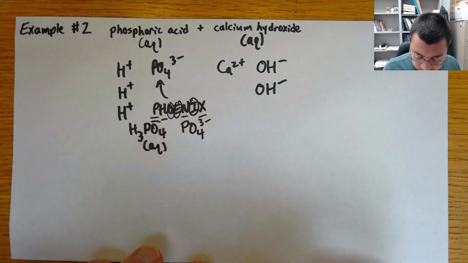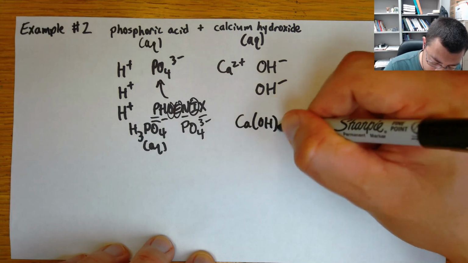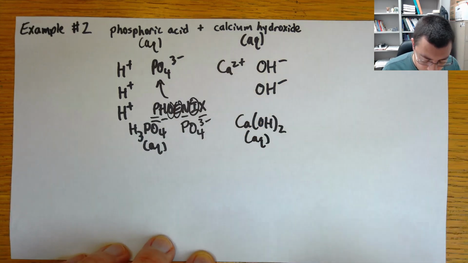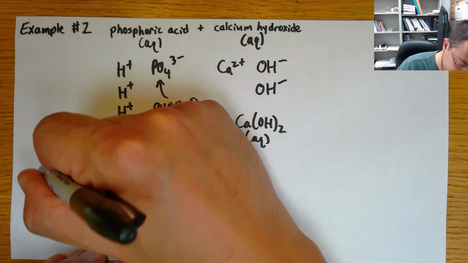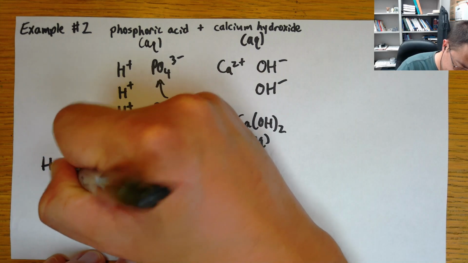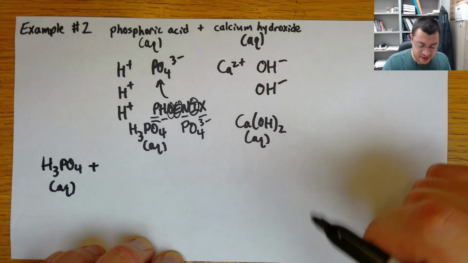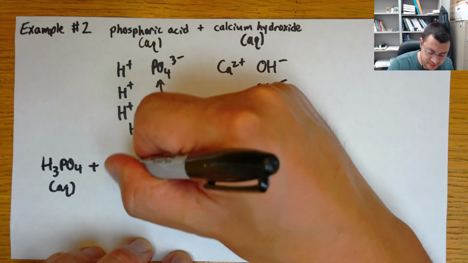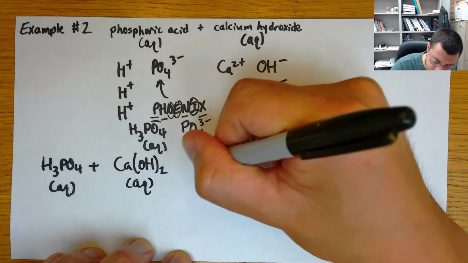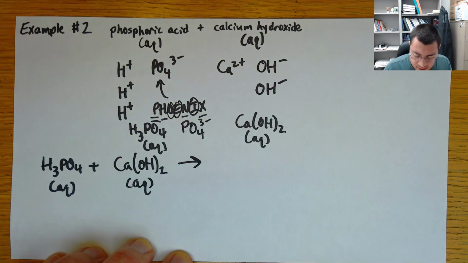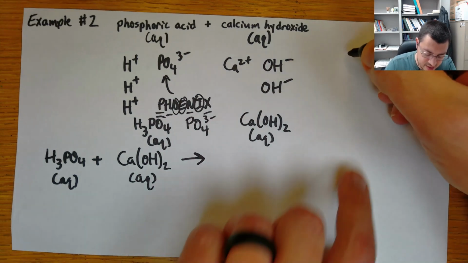Anywho, back to this H3PO4, and then we need 2 hydroxides, so that's going to be calcium hydroxide. All right, let's go ahead and build this equation. So that was a pre-step. If they tell you names, you have to do the pre-step of turning it into formulas.